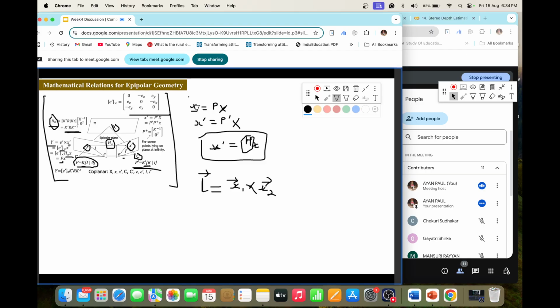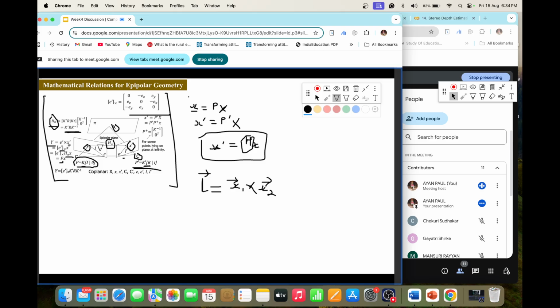Now, how can you get the x, or the image point, in the left image plane? That is very easy. Capital X is your real point, and you have a projective camera matrix P. So just P into capital X will give your small x. Similarly, how can you get x dash? x dash you can find by P dash into capital X, because the camera projective matrix is P dash. That is the image point in the right image plane. These are the two basics that we have already studied in the previous class also.